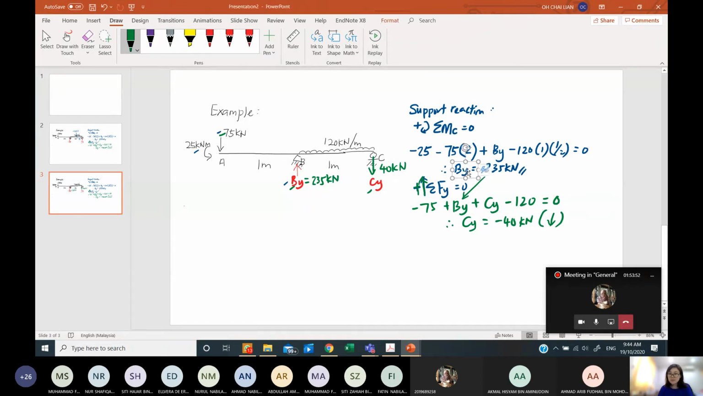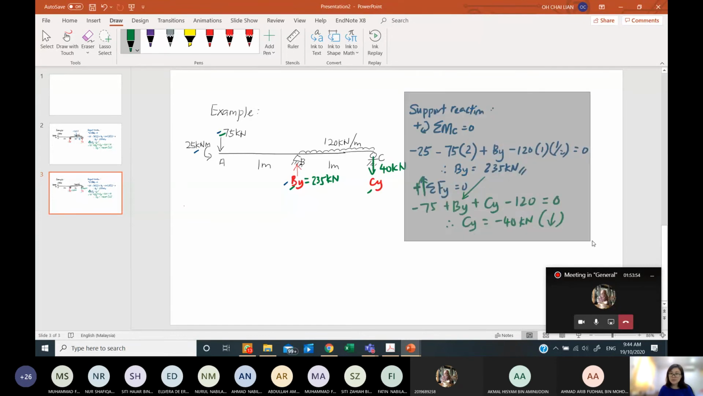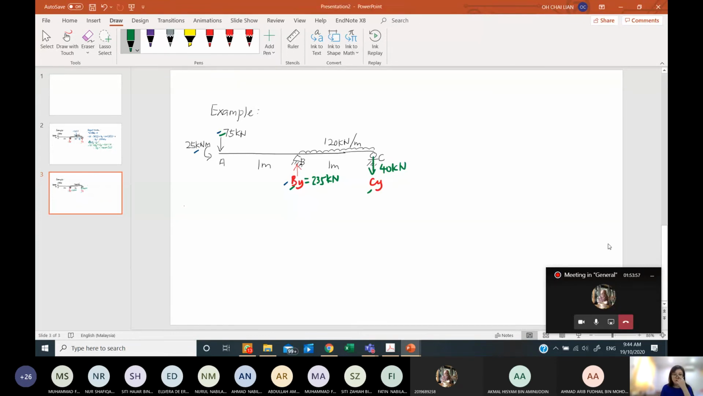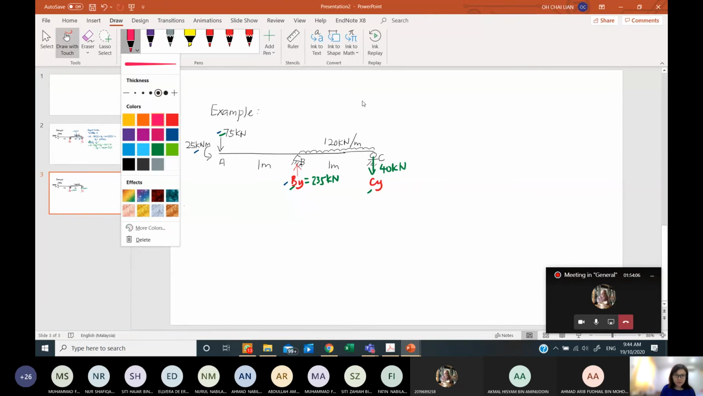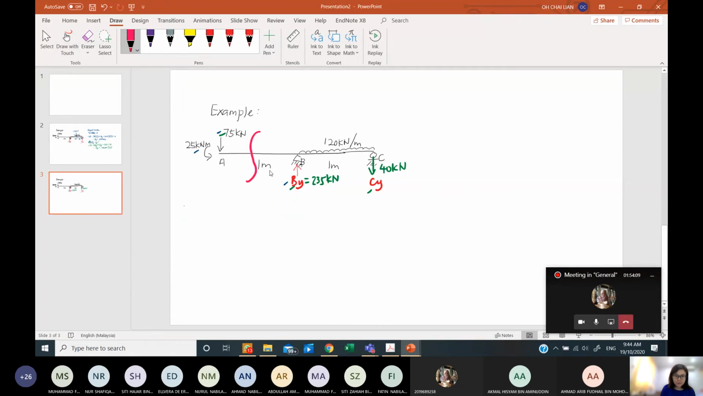Can I erase this directly? Now I would like to draw the cut sections. I will cut two sections in this case. First of all is this one, let's say this cut section 1. Now I will consider either my left side or my right side to analyze. Which one do you prefer, left side or right side?